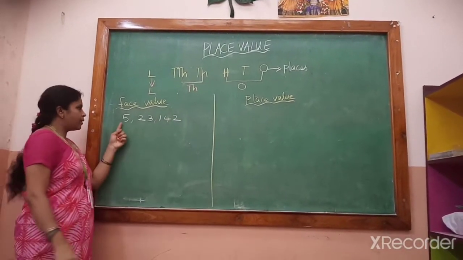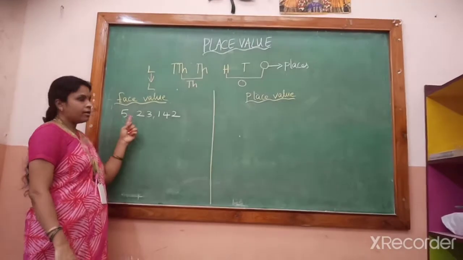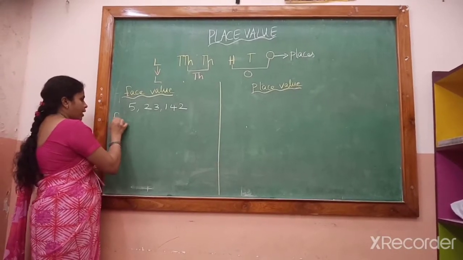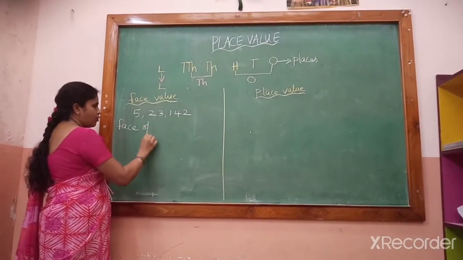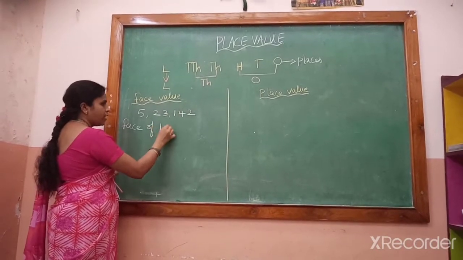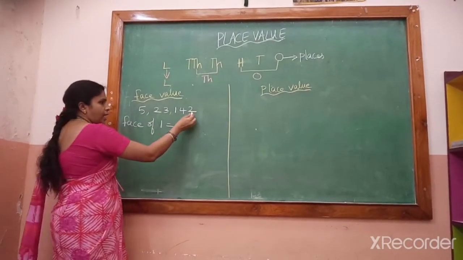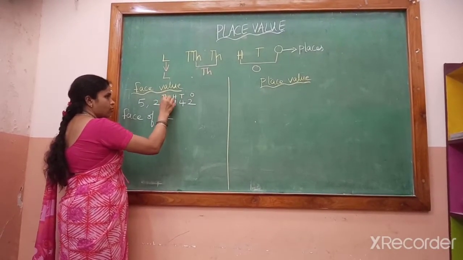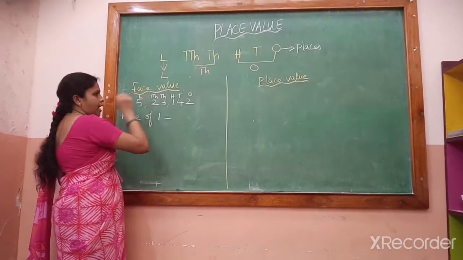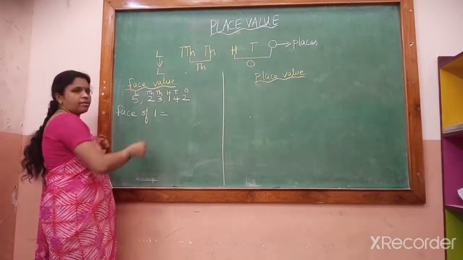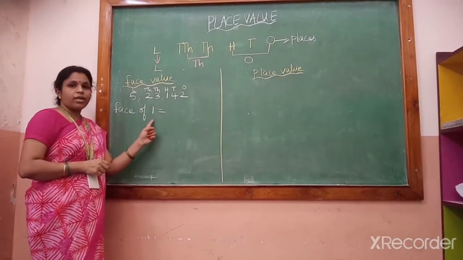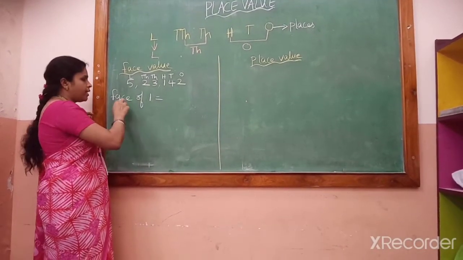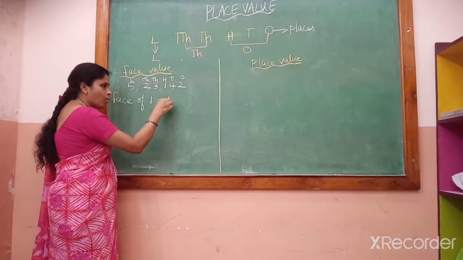What is this number? Read out the number. 5,23,142. Here I am going to find the face value of 1. Now tell me what are the places first? Ones, tens, hundreds, thousand, 10,000 and lakh. 1 is in which place? Hundreds place. But what I told you, face value doesn't change. So it is the same digit itself. That means face value of 1 will be 1.